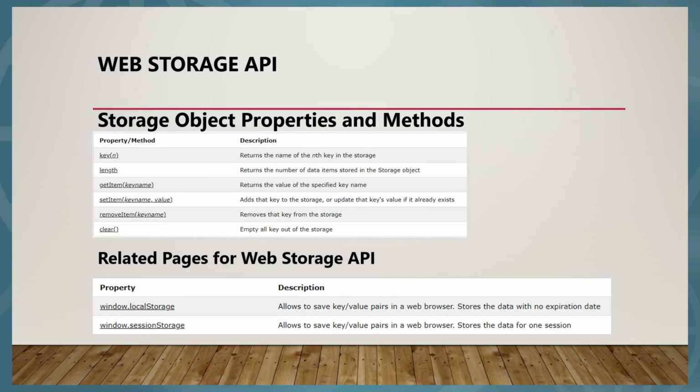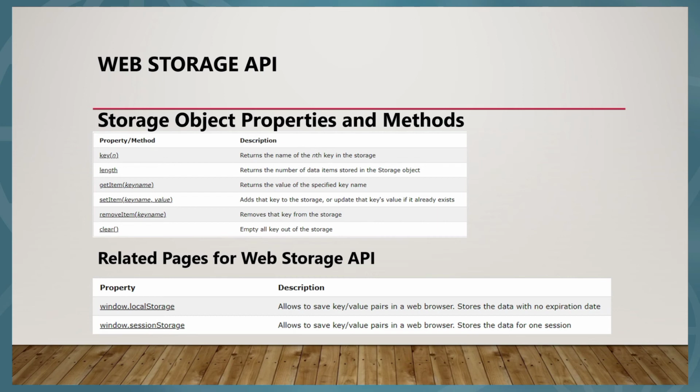So here are the storage object properties and methods. Key returns the name of the nth key in the storage. Length returns the number of data items stored in the storage object. Get item returns the value of the specified key name. Set item adds the key to the storage or updates that key's value if it already exists. Remove item removes that key from the storage. Clear empties all keys out of the storage.